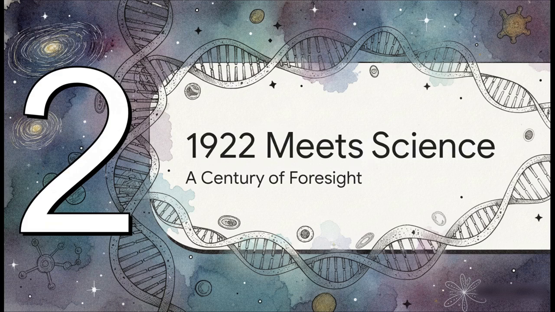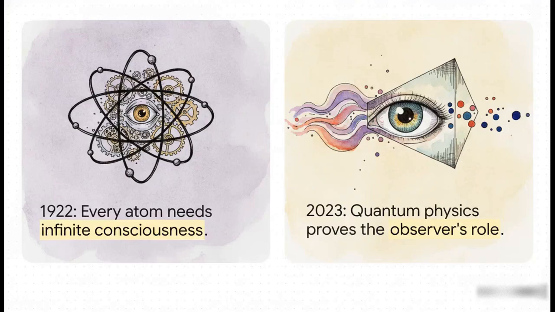Now, what's really wild is how we can take Nursi's 1922 claims and put them directly side by side with hard data from modern astrophysics and biology. Just think about this timeline gap for a second. Back in 1922, Nursi argued that without a single creator, you'd basically have to attribute infinite consciousness and knowledge to every single atom, just so it would know where to go and what to do.